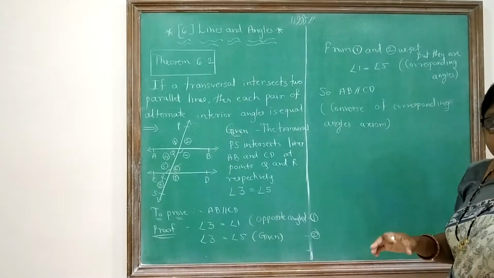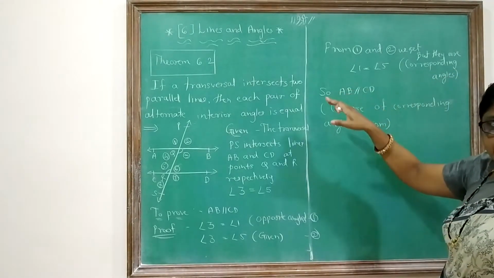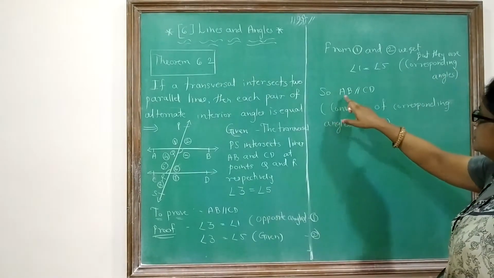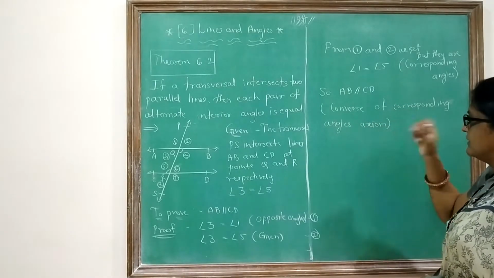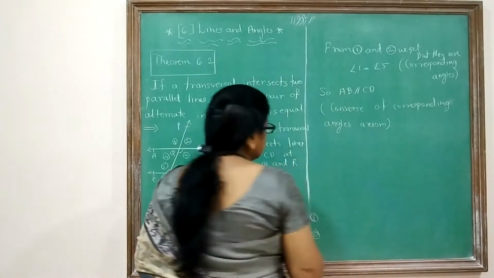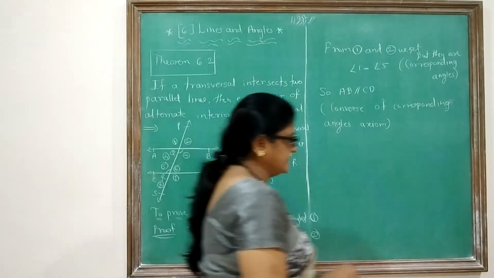And what is its result? They are the corresponding angles, and so AB is parallel to CD, by the converse of the corresponding angles axiom. And this is your Theorem 6.2. Then see the next example.